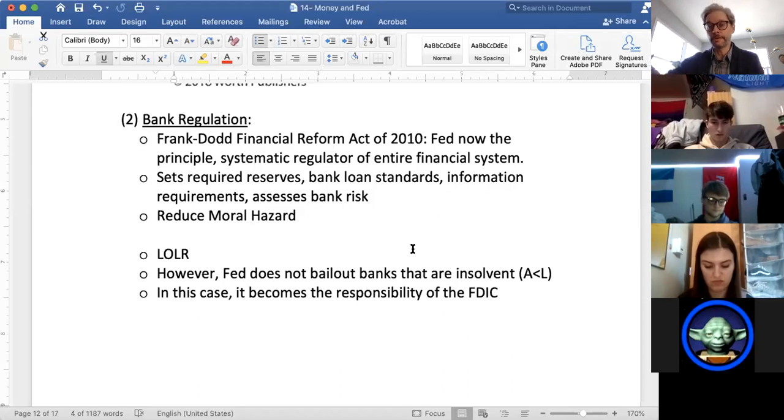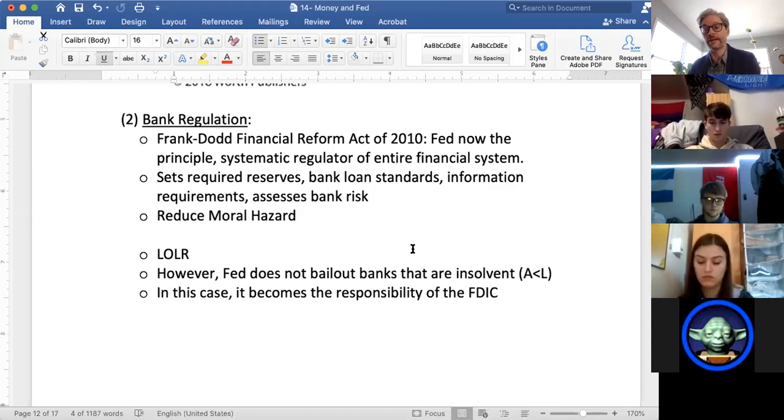And one of the big components of this Financial Reform Act was that the Fed is now the regulator of the entire financial system. They are the systemic regulator of the entire financial system. So who's the principal regulator of the financial system? The Fed.